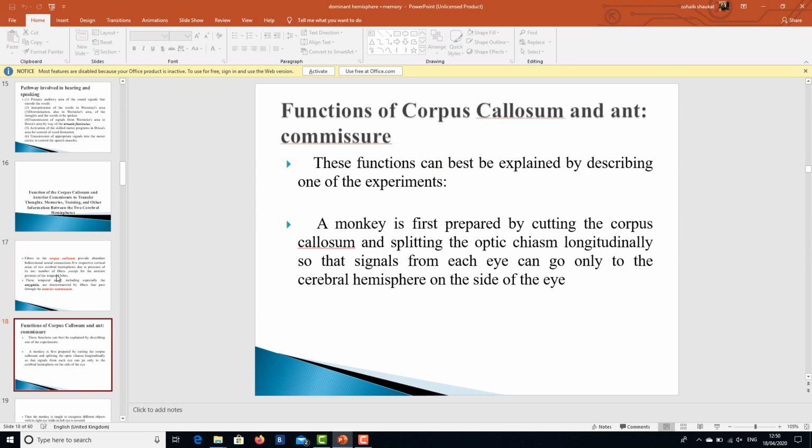Functions of the corpus callosum and anterior commissure. These functions can best be explained by describing one of the experiments, in which a monkey is first prepared by cutting the corpus callosum and splitting the optic chiasm longitudinally so that signals from each eye can go only to the cerebral hemisphere on the side of the eye.